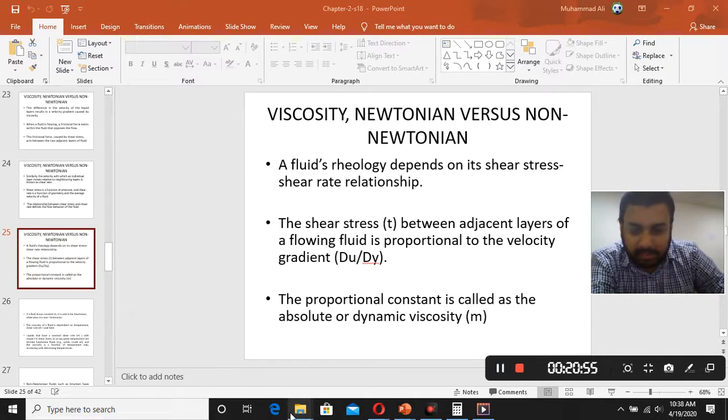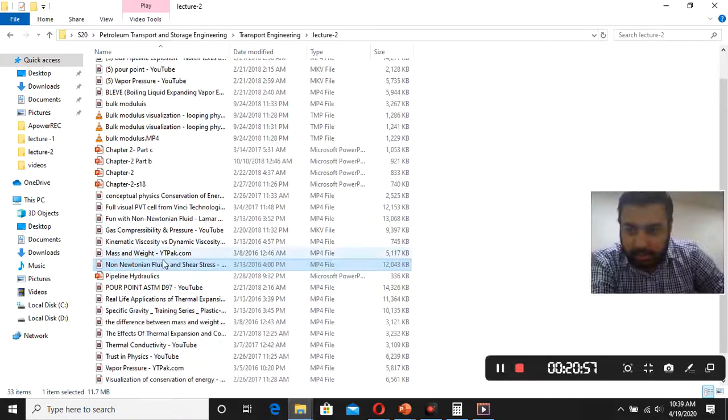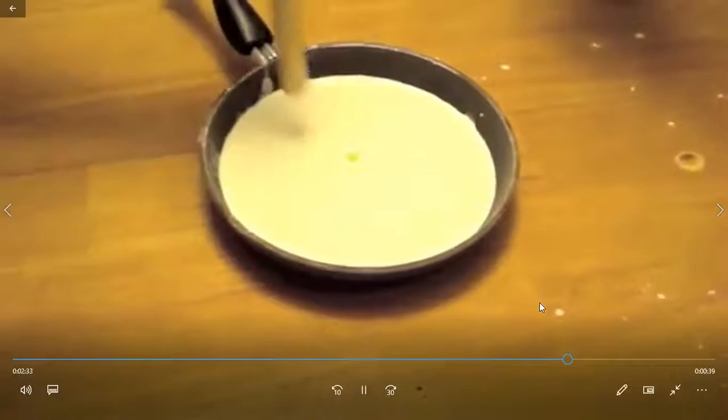Let's look at some examples of the shear and non-Newtonians.